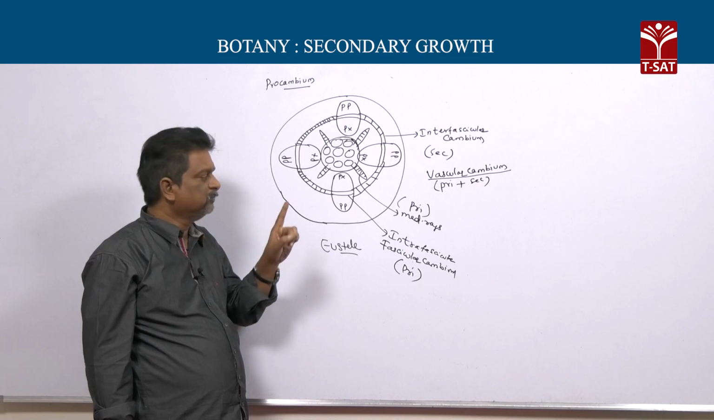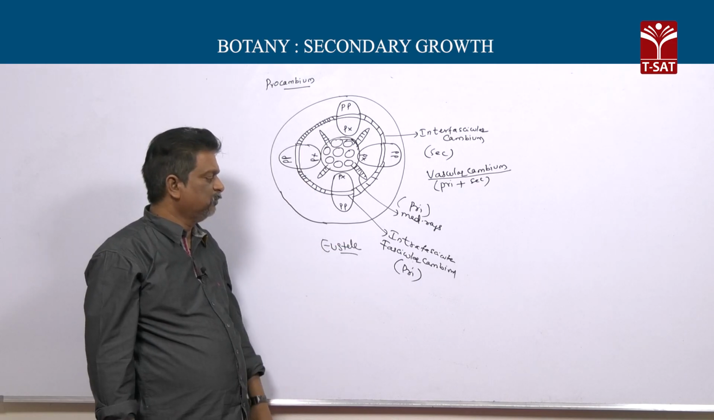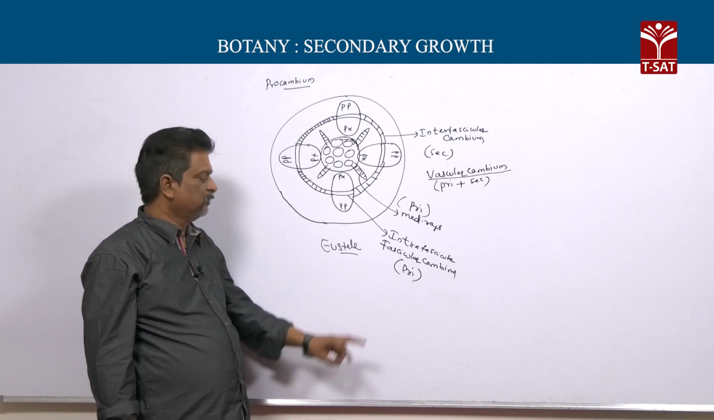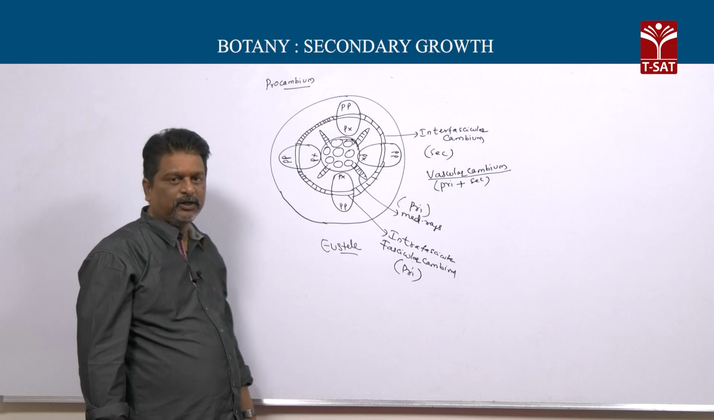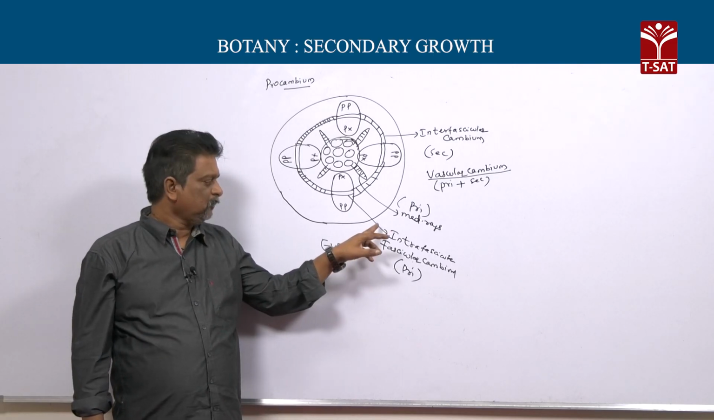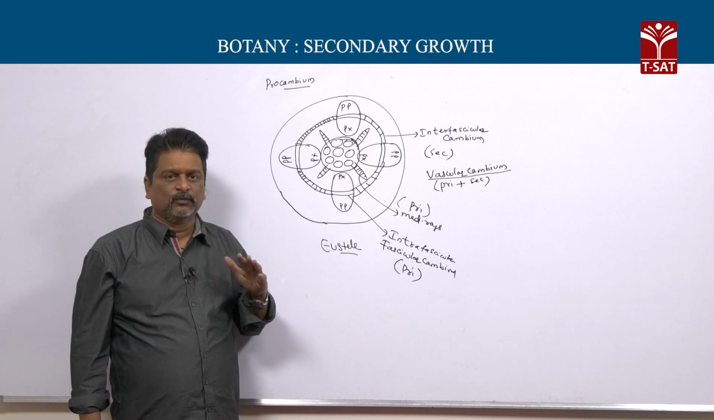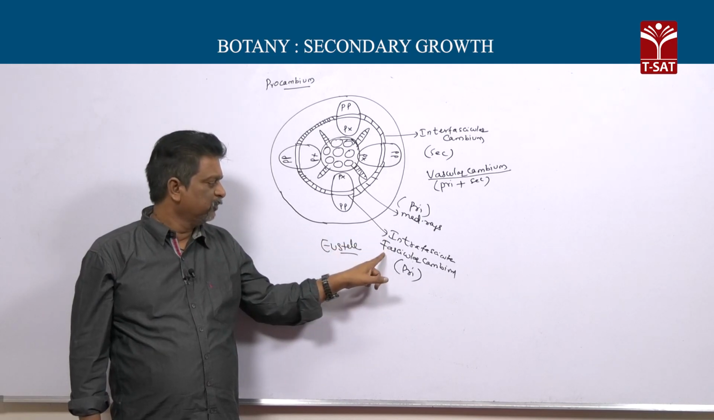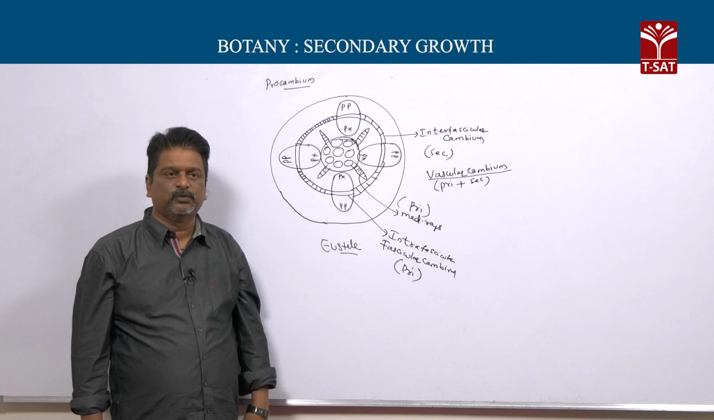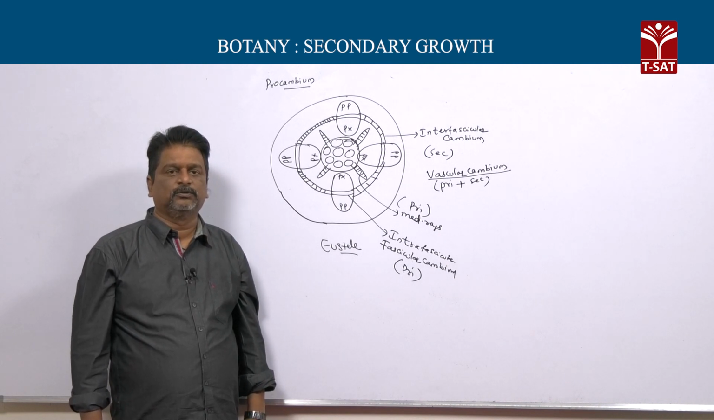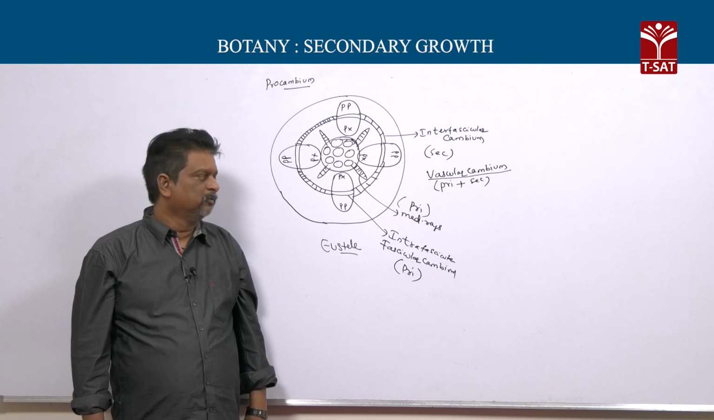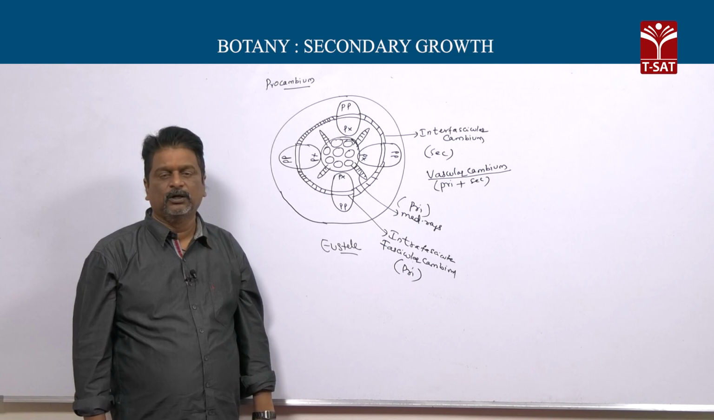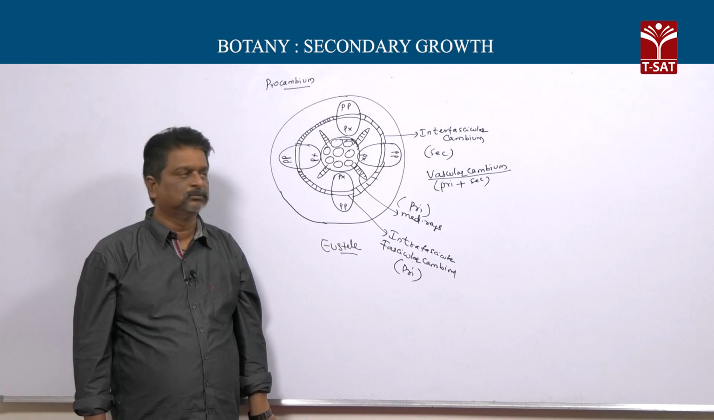But here only one, intrafascicular cambium, that is a primary lateral meristem, participates in secondary growth. So, based on that we can say all lateral meristems are secondary, wrong. There is one primary lateral meristem that participates in secondary growth, and it is intrafascicular or fascicular cambium.